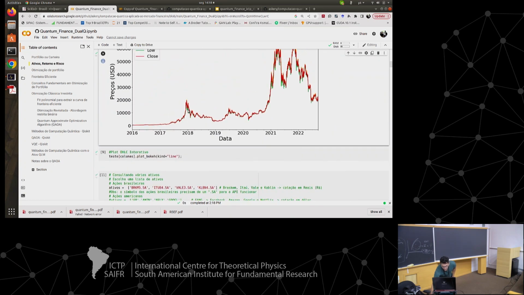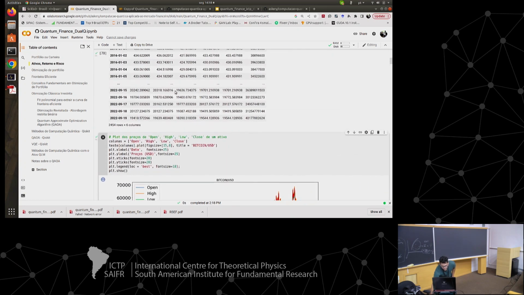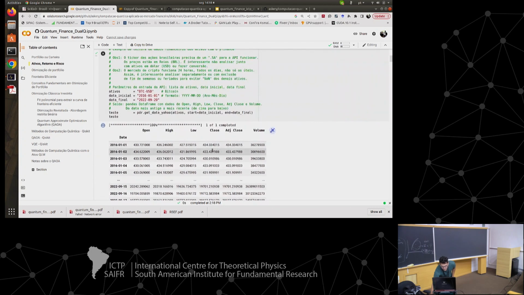Because for every stock, you get several rows like this. They also have the adjusted close, which is more important for stocks. For example, if a stock pays dividends, they subtract the value of the dividend after the close time. So for cryptos, this column is equal to the close, right? For stocks, it may vary a bit.